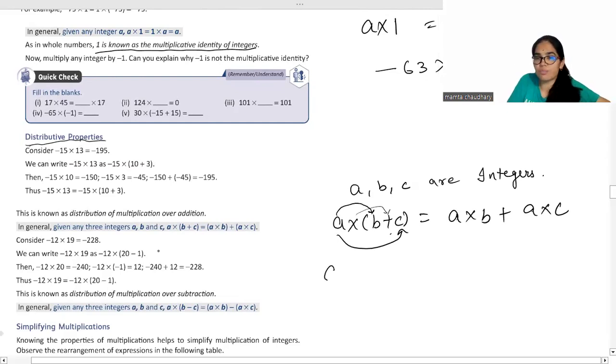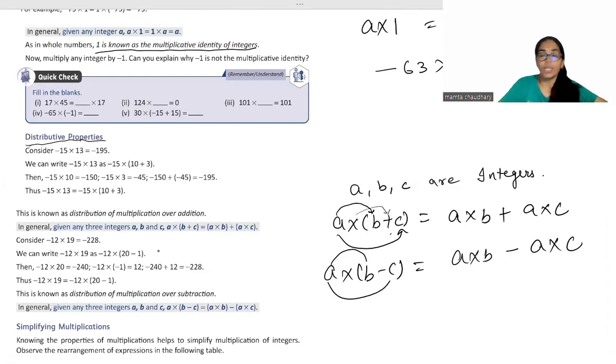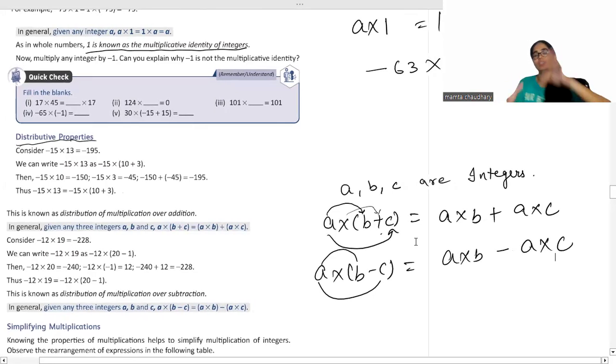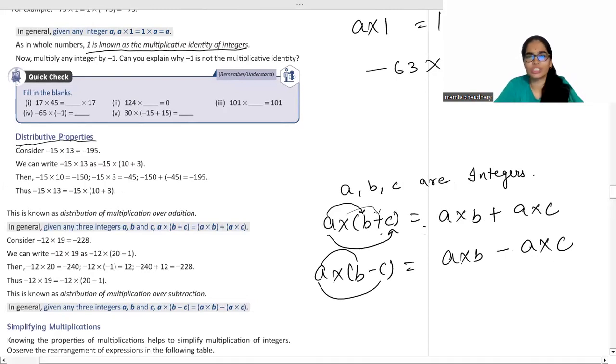If instead of plus it is minus, then the same thing: A with B, A multiplied by B. Now we have negative sign, A with C, A multiplied by C, right? So this is called basically distributive property. Now let's take few examples and then we will prove it. We use this distributive property to simplify our calculations, to make our calculation very easy.